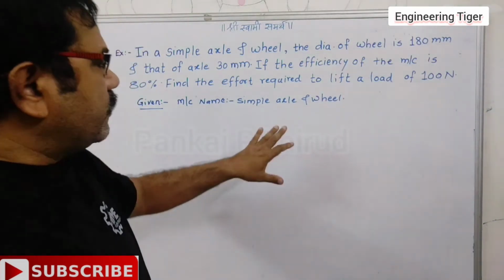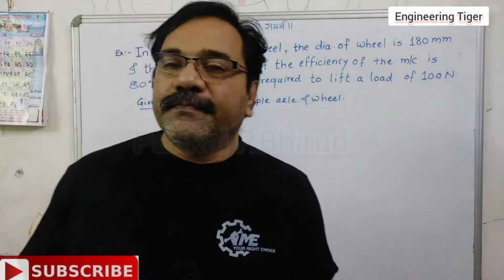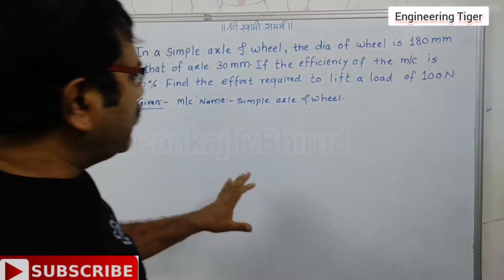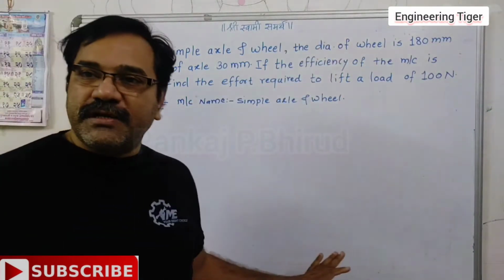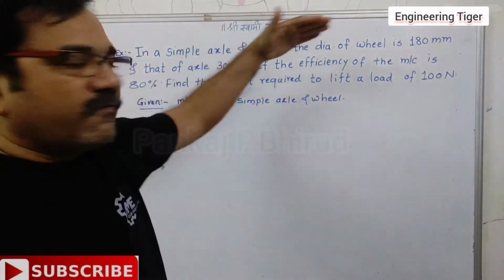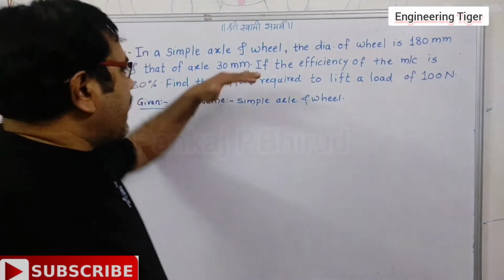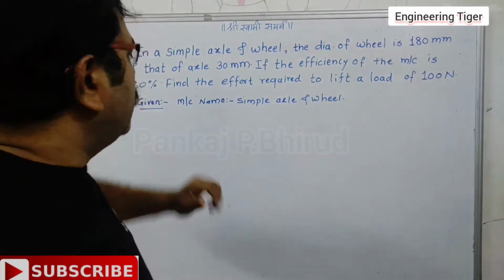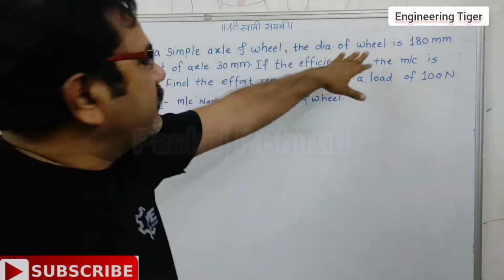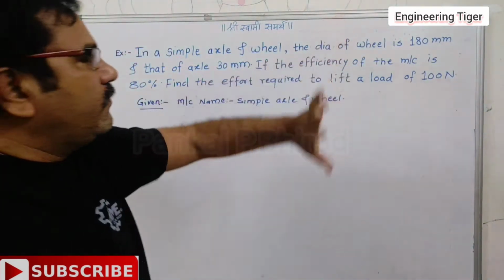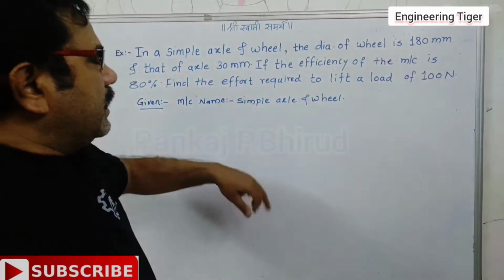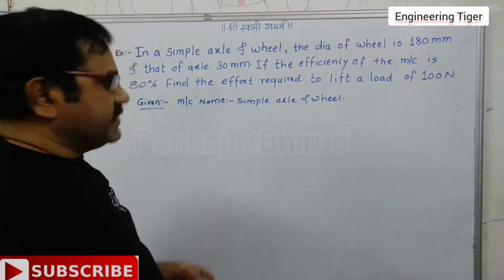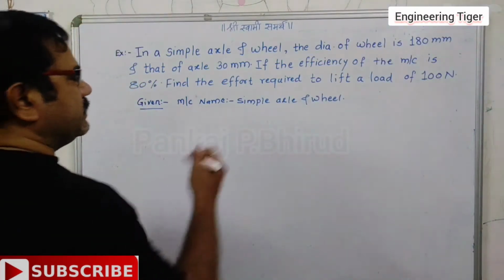Now the velocity ratio of a simple axle and wheel we can easily calculate by using the formula capital D upon small d. That means the diameter of the wheel upon the diameter of the axle or diameter of the load drum. So we can easily calculate the velocity ratio from the given data. The other given term is the efficiency, and that is 80%. So put them one by one.